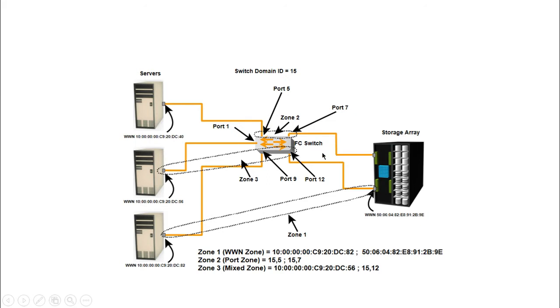Now let us look at the second zone, zone 2. This is an example of a port zone because it uses only the FC addresses of these ports here. It uses the Fibre Channel addresses of the ports, which are dynamically assigned. So zone 2 can be treated as a port zone. Now if you look at zone 3, this is an example of a mixed zone. It takes into account the worldwide name of the server and the FC address of the port here. So zone 3 is an example of a mixed zone.